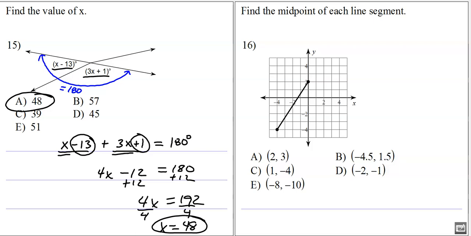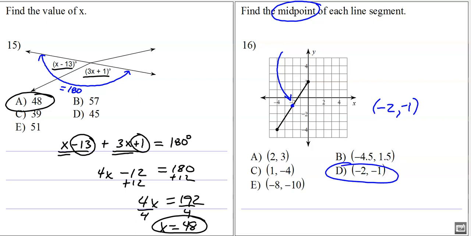Be careful, because with the graph, they could ask one of two things. They could ask midpoint or distance. This one says find the midpoint. There are a couple different ways you could do this. One is just visually looking at it. I think the middle is somewhere around here. Okay, to me it looks like it's right there. And that point is at -2, -1, which would be D.